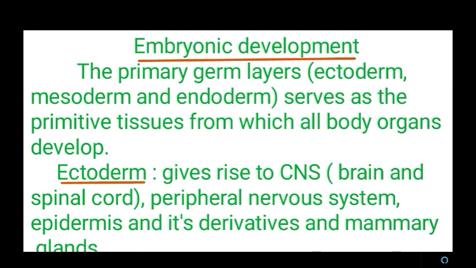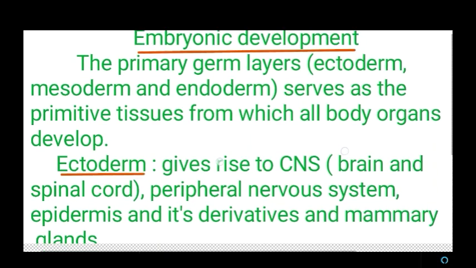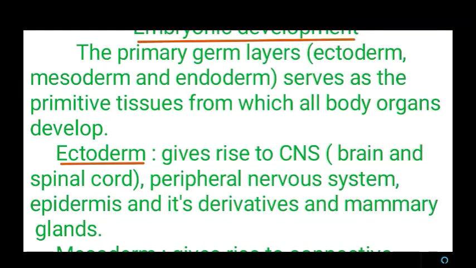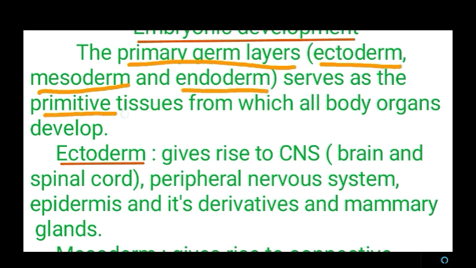So how does embryonic development occur inside the mother's womb? We already learned that the blastocyst is converted into the gastrula. Actually, the gastrula is a 3-layered structure, that means it possesses 3 germ layers. What are they? Ectoderm, mesoderm and endoderm. These germ layers act as primitive tissues, that means they are the first formed tissues, and from these tissues all the body organs develop.